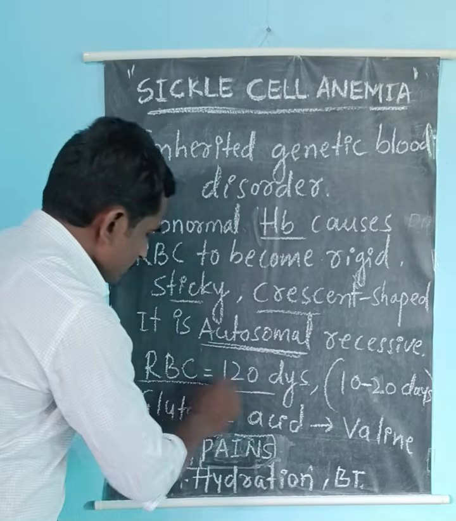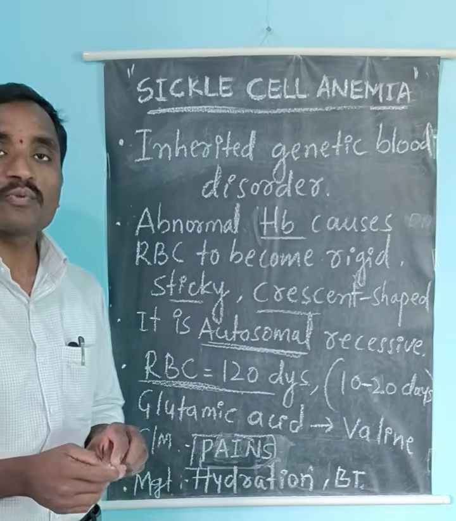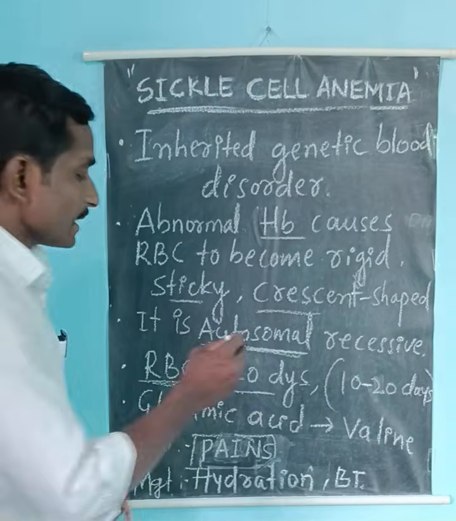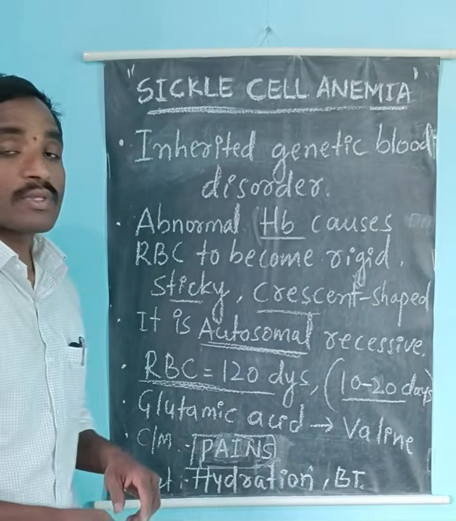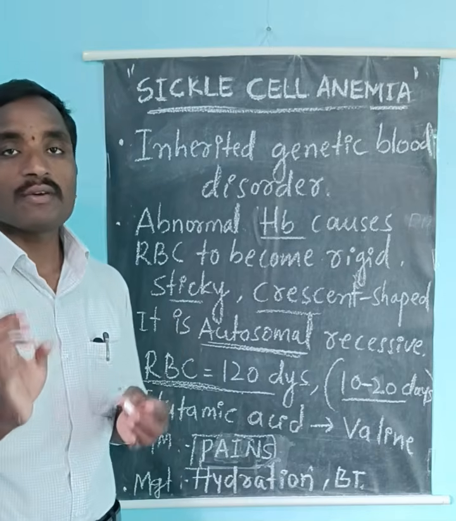Here the normal RBC lifespan is 120 days, but in sickle cell anemia, 10 to 20 days is the lifespan of RBC cells.